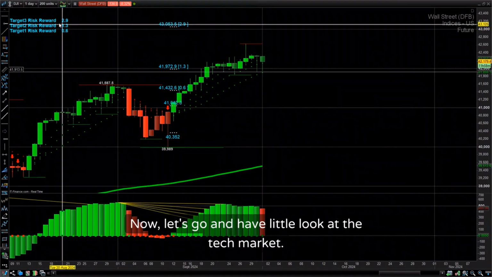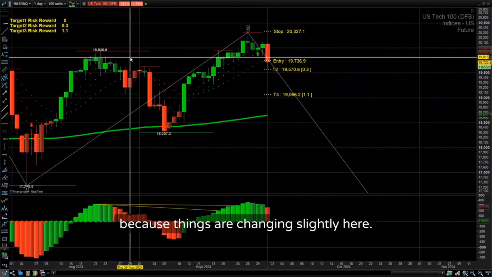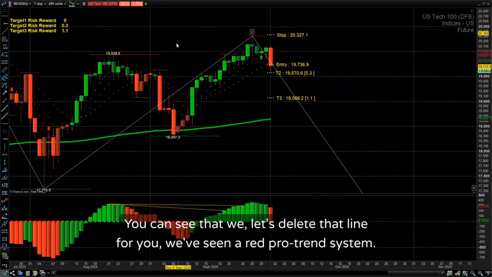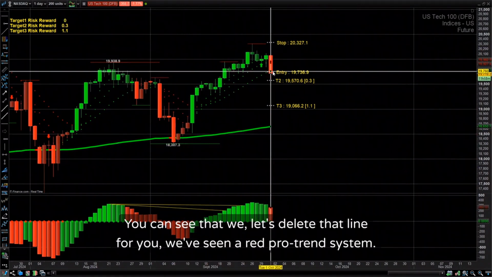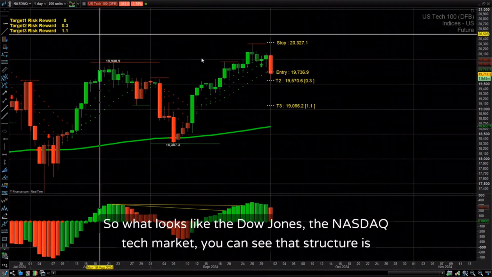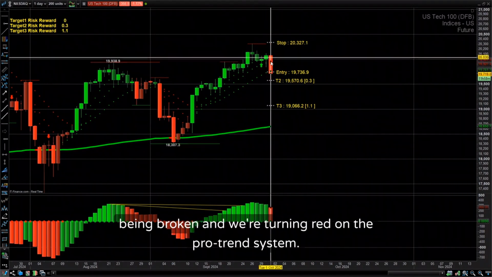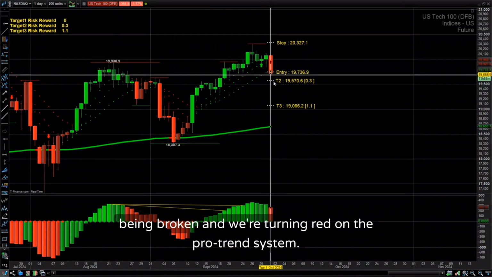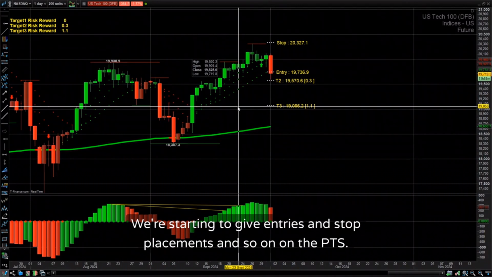Now let's go and have a little look at the tech market, because things are changing slightly here. You can see that, let's delete that line for you, we've seen a red pro trading system. So what looks like the Dow Jones, the Nasdaq tech market, you can see that structure is being broken, and we're turning red on the pro trading system. We're starting to give entries and stop placements and so on on the PTS.